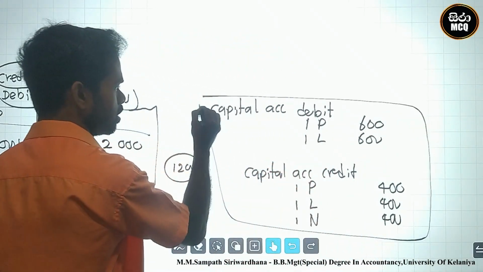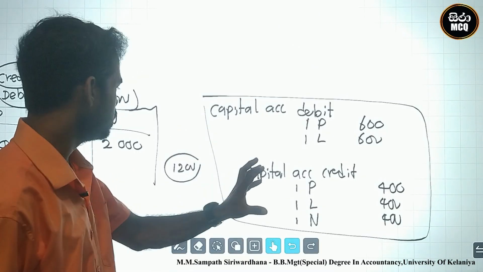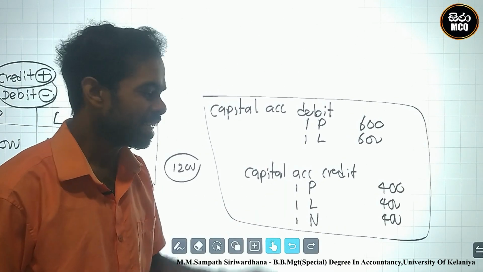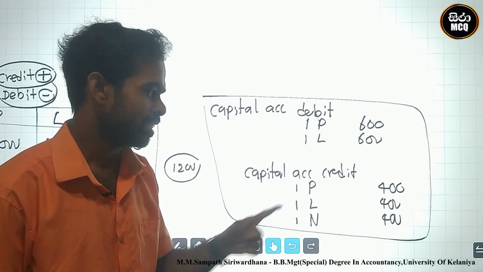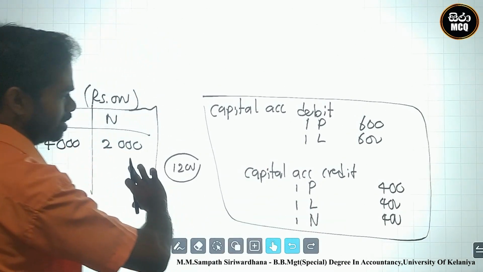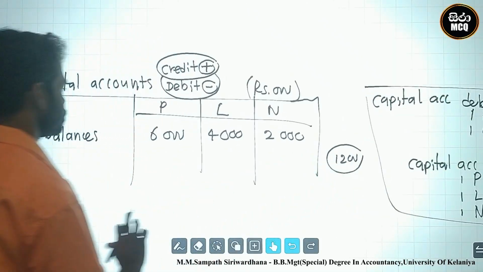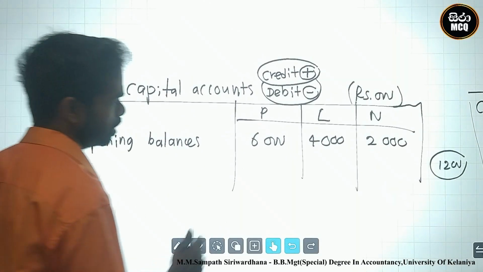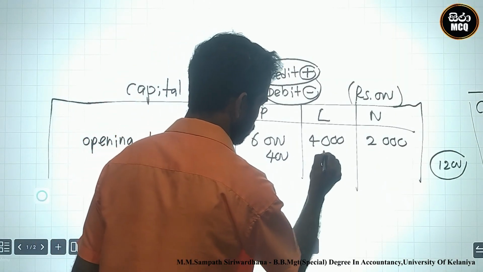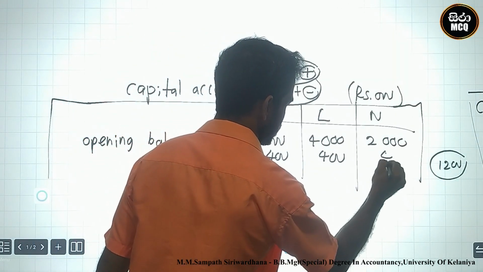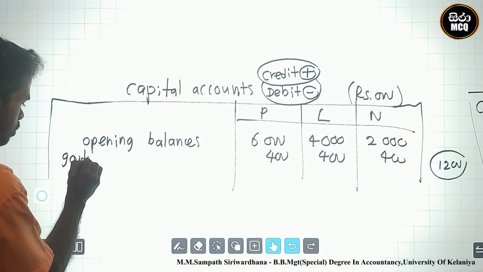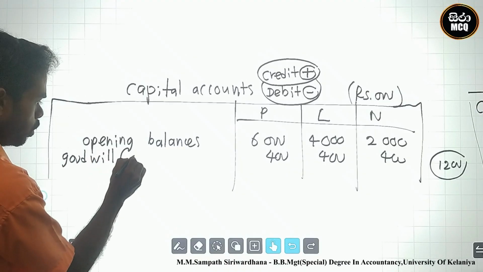Okay, let's see this impact. This shortcut should be added to this one. Look here, capital account credit, credit must be added 400 and 400 and 400. Therefore all credits must be added to capital accounts. Capital account 400 is a credit. This is the goodwill, old ratio.